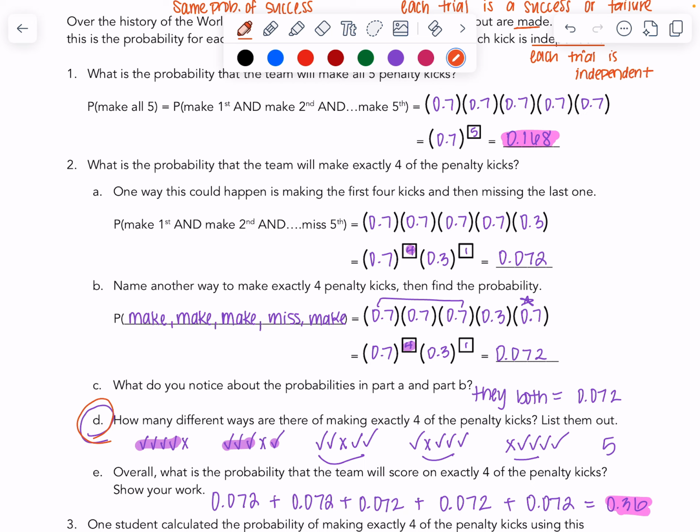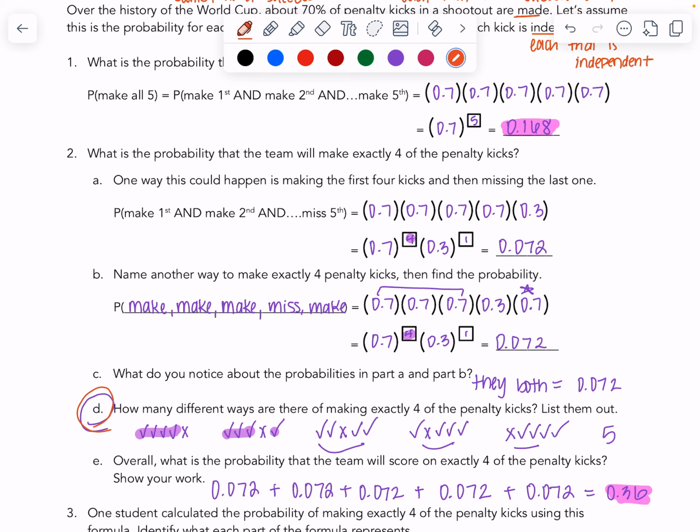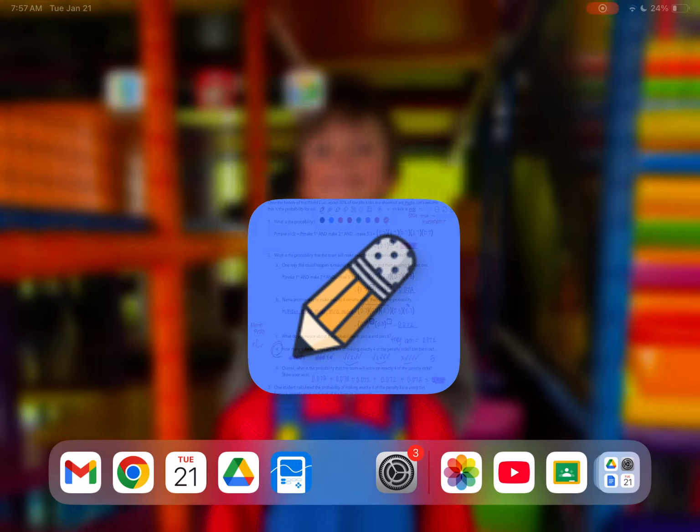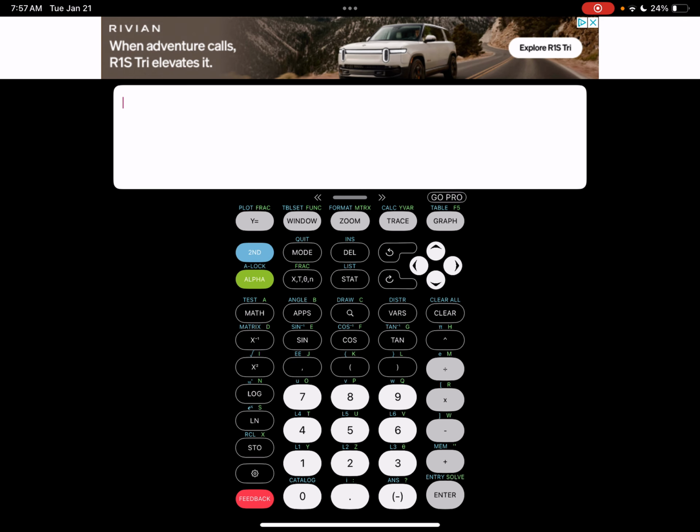So here is where we're going to use the calculator function. The calculator function is under, and I'll show you here in just a second, math and then probability. What you'll select is nCr, a capital C and R. So let's go to the calculator and do this with me, please, because you're definitely going to need to know this.